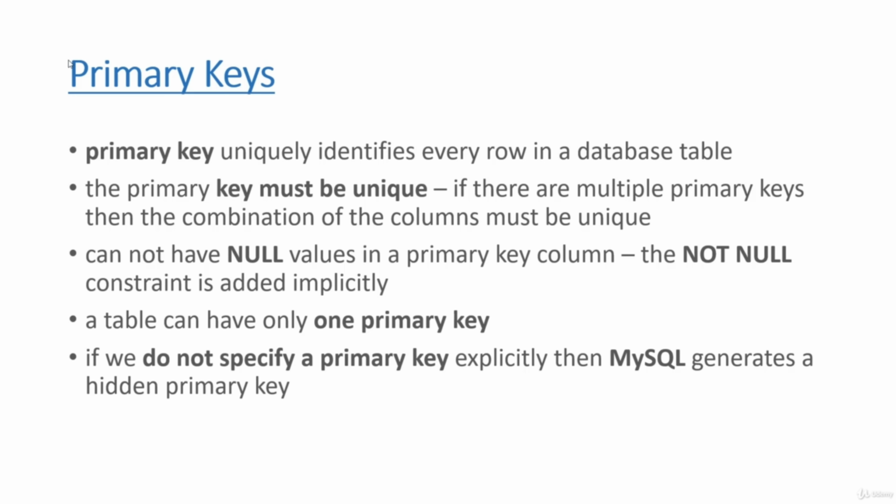What's extremely crucial is that a table can have only one primary key. Okay, we have discussed that we can construct a primary key based on multiple columns, but it is going to be a single primary key. So this is why we can come to the conclusion that a table can have only one primary key. And if we do not specify a primary key explicitly, then MySQL generates a hidden primary key for us. So primary keys can be generated automatically despite the fact that we have not created any primary key.